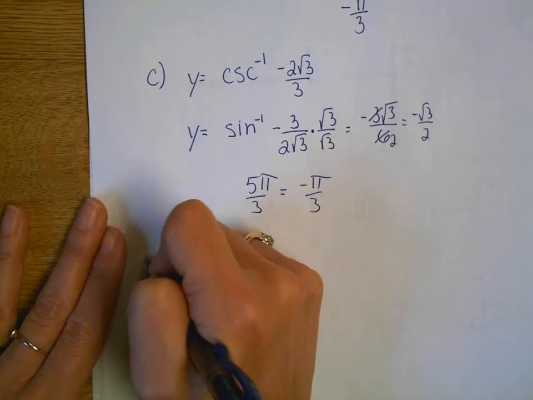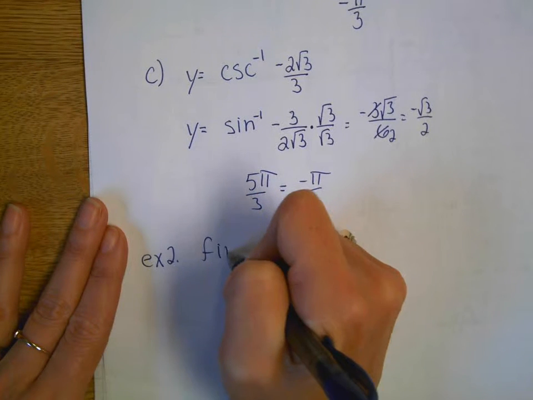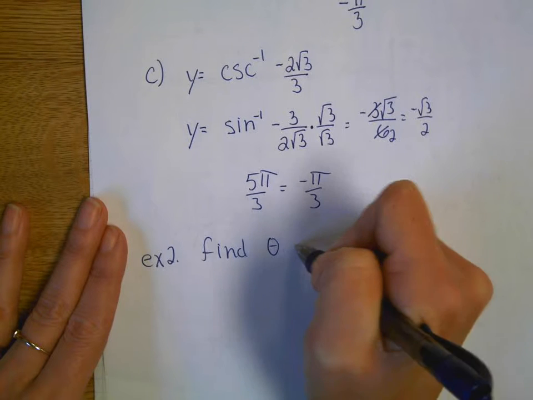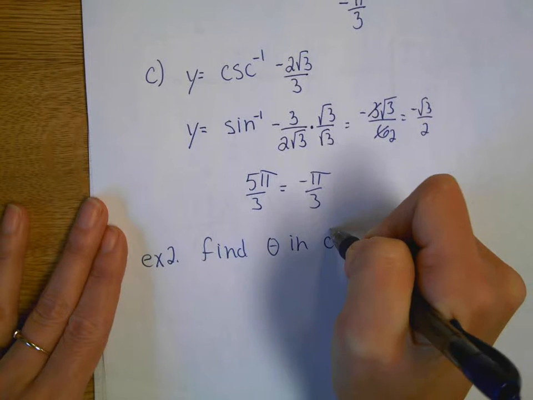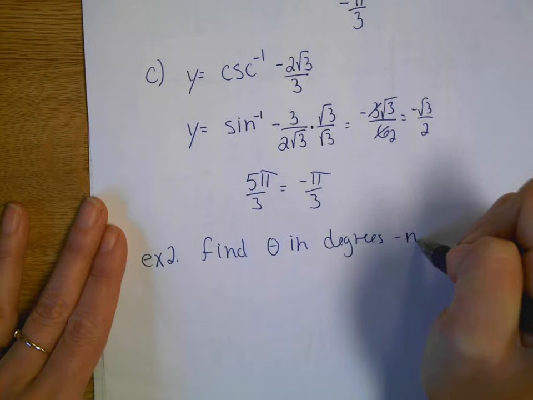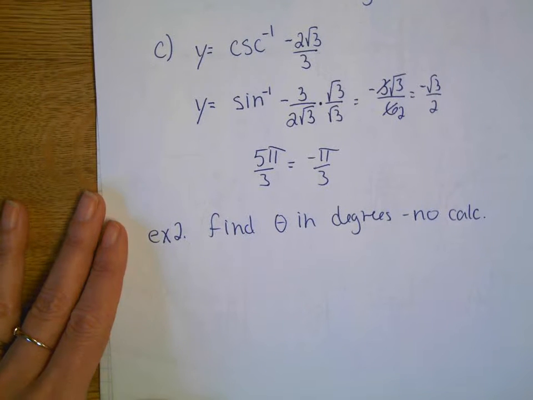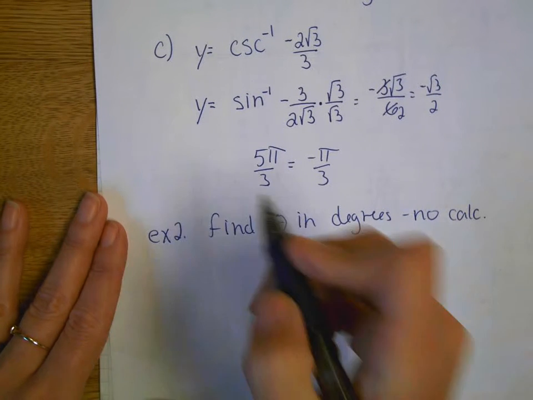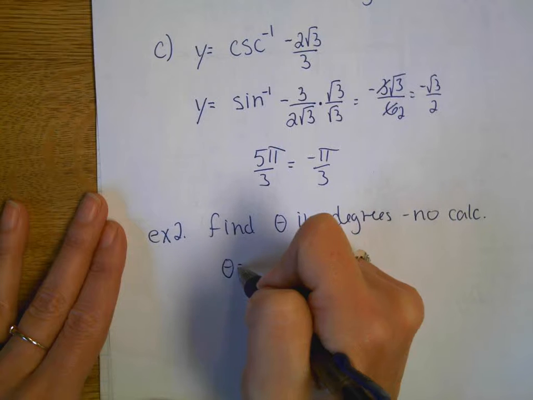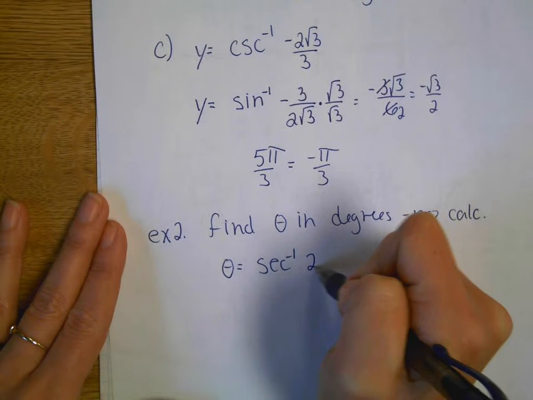Maybe I should have done this one first in the degrees. Maybe that would have made more sense. Find theta in degrees this time. How many examples are we doing? Till you get it. No calc. Theta will equal the inverse secant of 2.